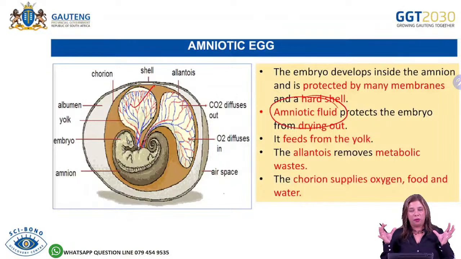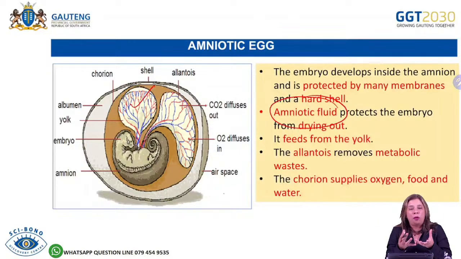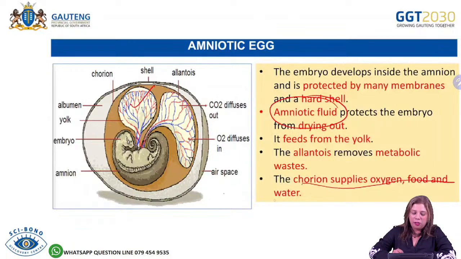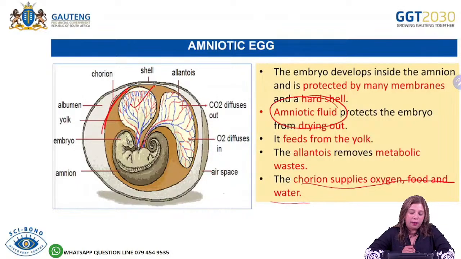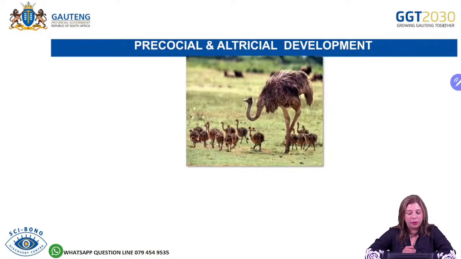Remember, the amniotic fluid is like a shock absorber which prevents against mechanical injury. And you have the chorion, which supplies oxygen, food, and water. There's the chorion found there. And then precocial and altricial development.